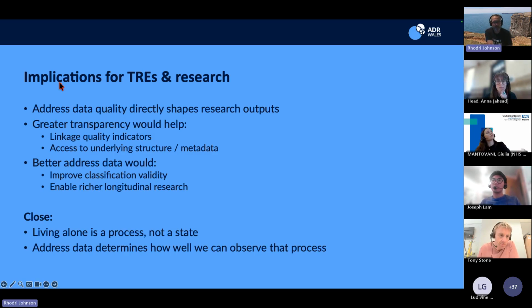But to close, living alone is a process, not a state. So trying to talk about not just the binary flag, and address data really does determine how we can observe that process and use this data in a creative way to add rich data already to that data. Sorry, that was about ending, but yeah, that's me.